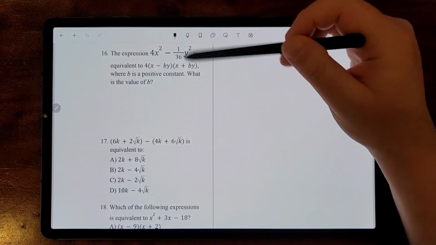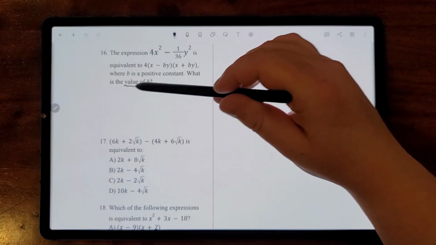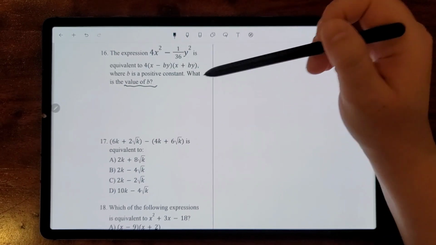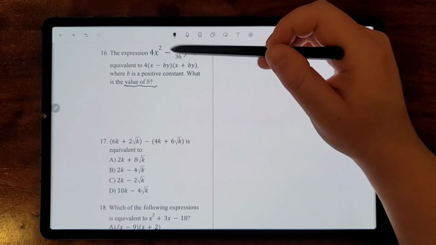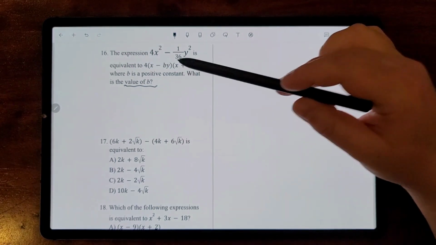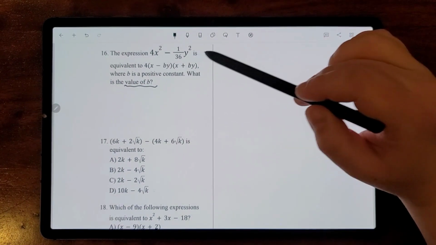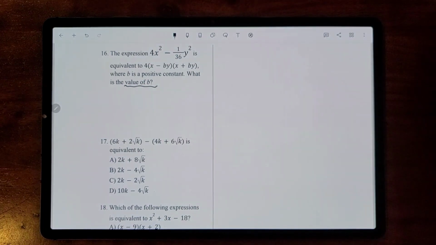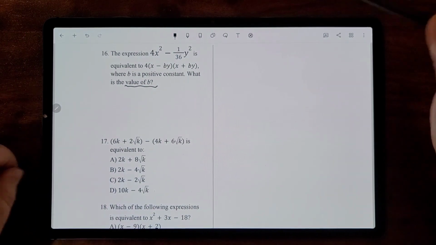Okay, for this one, we're trying to find out what the value of B is, right? And they're saying these are equivalent. So I have to think, how can I manipulate this expression to look like this other equivalent expression? Well, I see that they had to have factored out a 4 at some point. So that's what I'm going to start out by doing first. I'm going to factor out that 4.